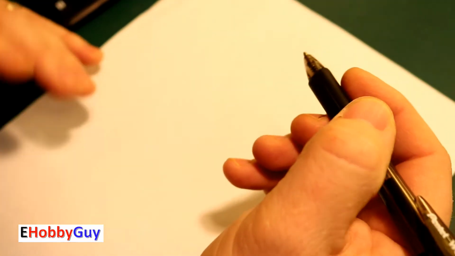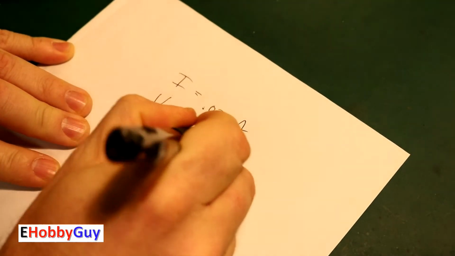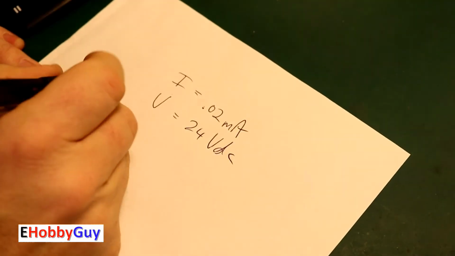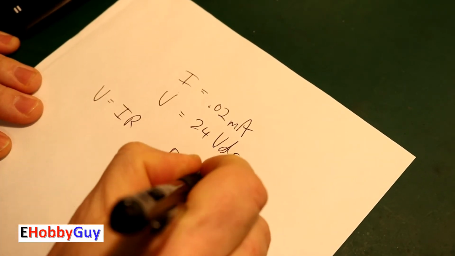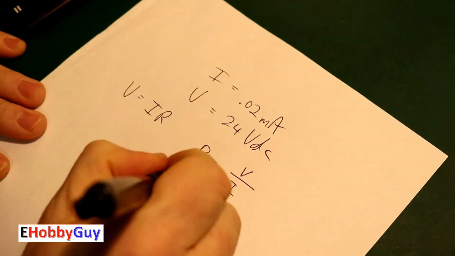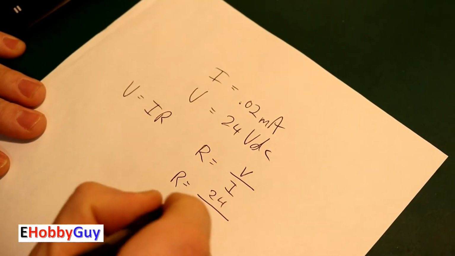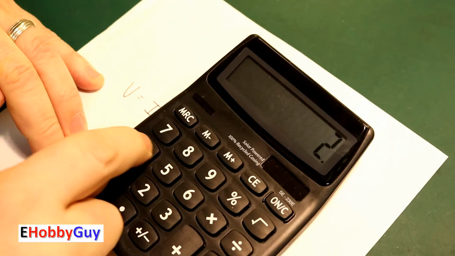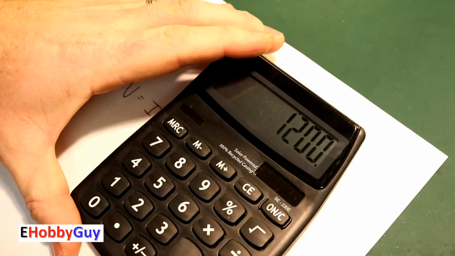Looking at a typical LED, we'll make sure it's red, because red is danger. Red LED, we want 20-25 milliamps. I'll say 20 milliamps. My voltage is 24 volts DC, so we know V is equal to IR. The resistor, R, is going to be equal to V divided by I. The resistor we want to choose is going to equal 24 divided by the current, 0.02. 24 divided by 0.02. So we're looking for 1200 ohms.